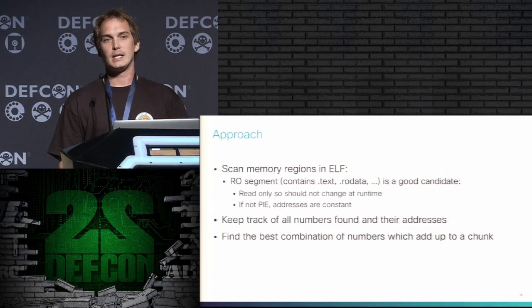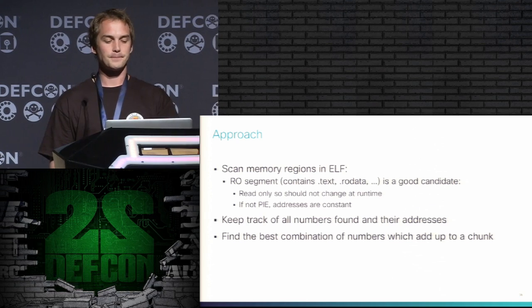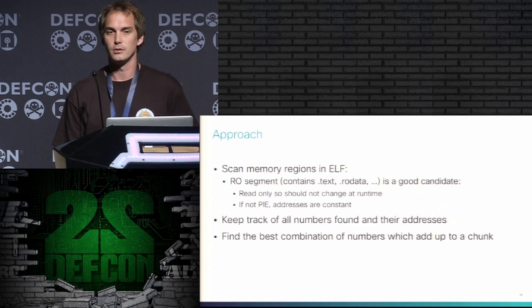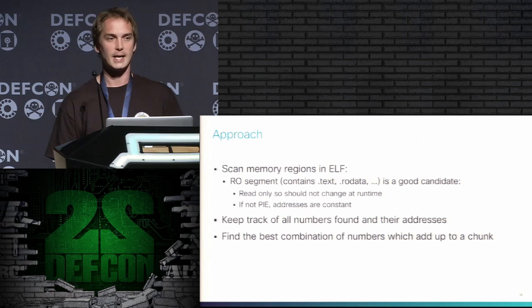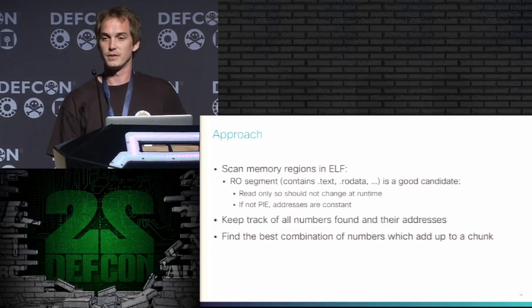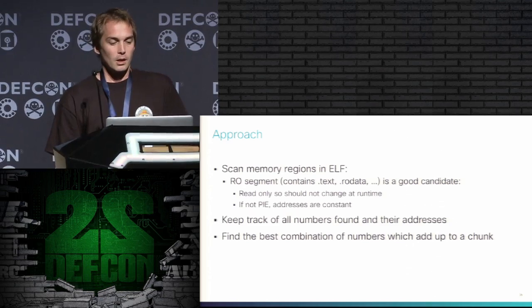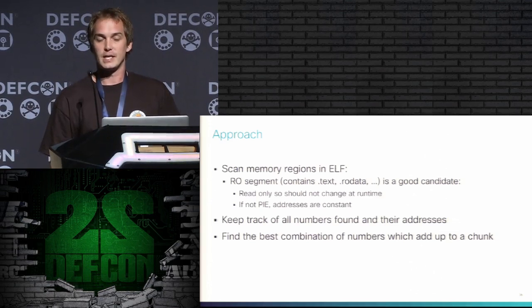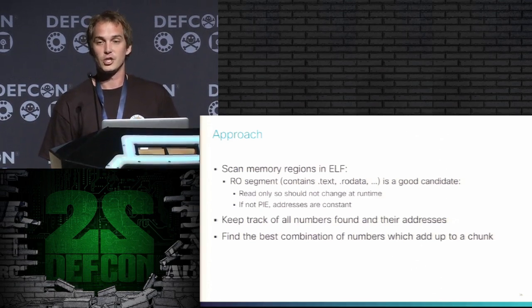So the approach is basically take a file, take its read-only segment, and just scan it for numbers, right? Look at the beginning of it, see it as a number, shift it by 1 byte, see it as another number, shift it by 1 byte, and see it as another number. So you scan all that segment just looking for a bunch of numbers. I decided to look in the read-only segment because obviously you don't want those numbers to change at runtime.